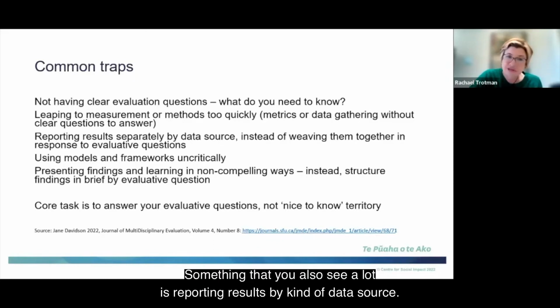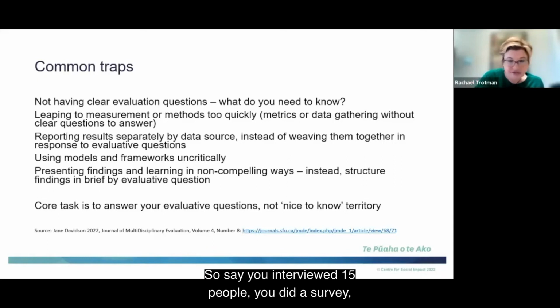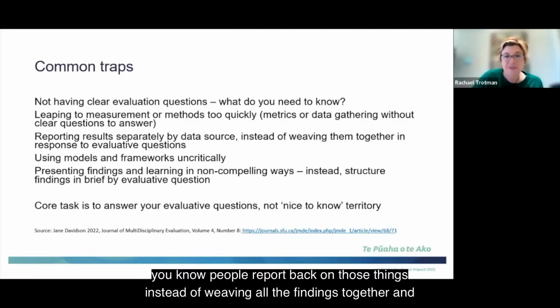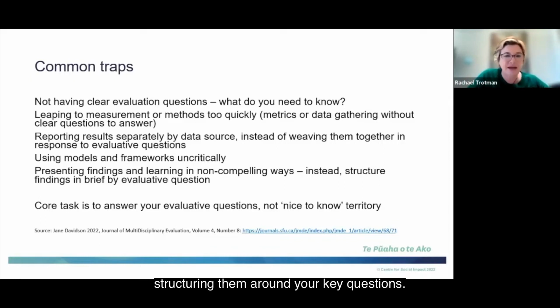Something that you also see a lot is reporting results by kind of data source. So say you interviewed 15 people, you did a survey, people report back on those things instead of weaving all the findings together and structuring them around your key questions.